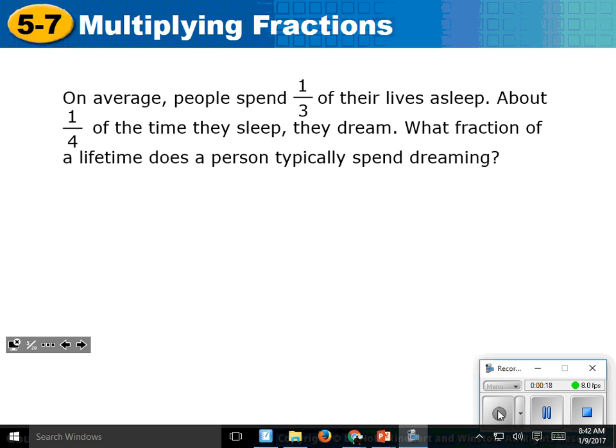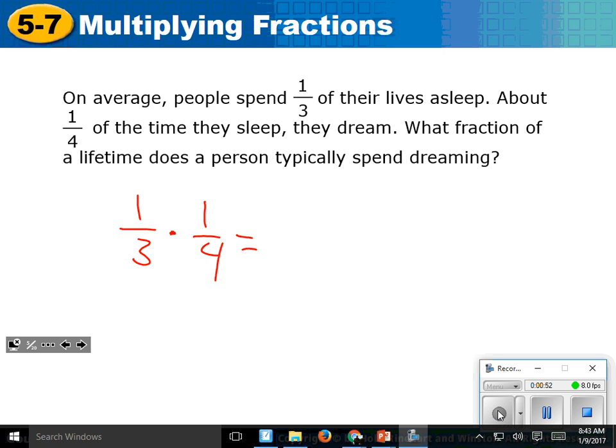So, multiplying fractions. It says on average, people spend 1/3 of their lives asleep. About 1/4 of the time they sleep, they dream. So what fraction of a lifetime does a person typically spend dreaming? So you take, it says 1/4 of something. Basically, it's just saying multiply 1/4 times whatever that something is. So this something is 1/3. So it's asking us for 1/3 times 1/4.